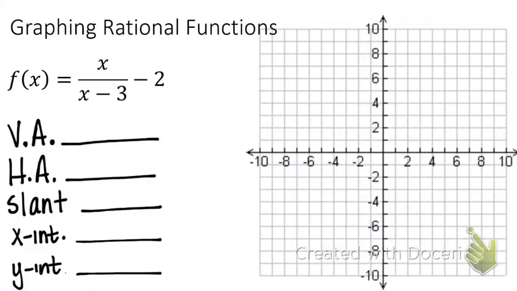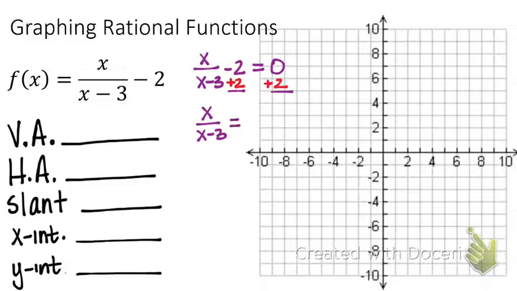All right, so to find the x-intercept, because it's a special case, what you have to do is take the entire fraction, set that equal to 0. So you can't just look at the numerator when it's a special case. So when it's a special case, we have to solve it like an equation. So let's go ahead and add 2. So that gives us x over x minus 3 equals 2 over 1. Go ahead, cross multiply that and solve this like a proportion.